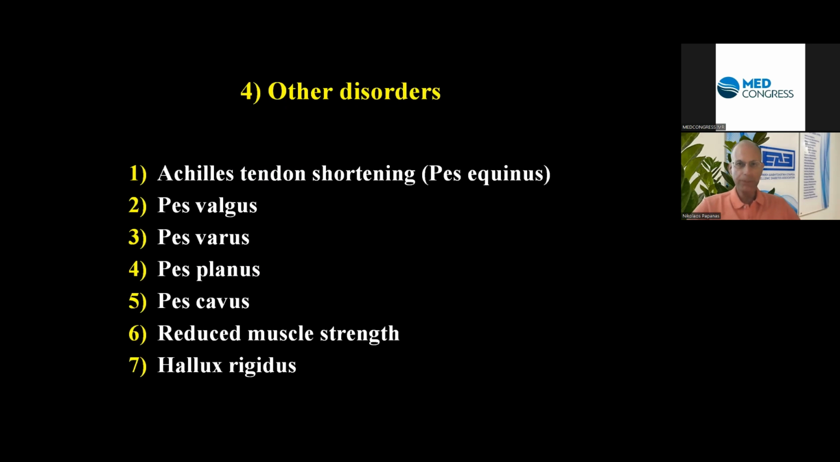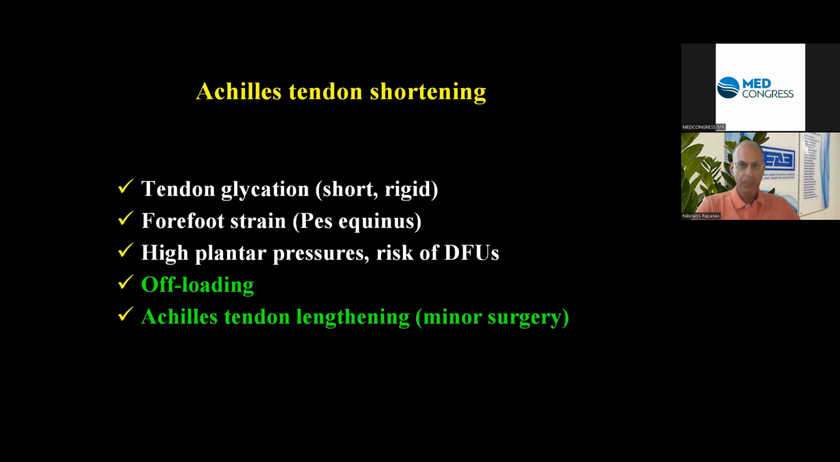And other disorders are Achilles tendon shortening, which leads to pes equinus, which is the Latin word meaning horse. So the foot is like the lower extremity of a horse. Pes valgus, pes varus, pes planus, pes cavus, reduced muscle strength, and hallux rigidus. So Achilles tendon shortening is due to tendon glycation, and we come across a short and rigid tendon leading to forefoot strain, as I already said, like a horse, pes equinus, and this leads to high plantar pressures in the forefoot with obvious risk of foot ulcerations.